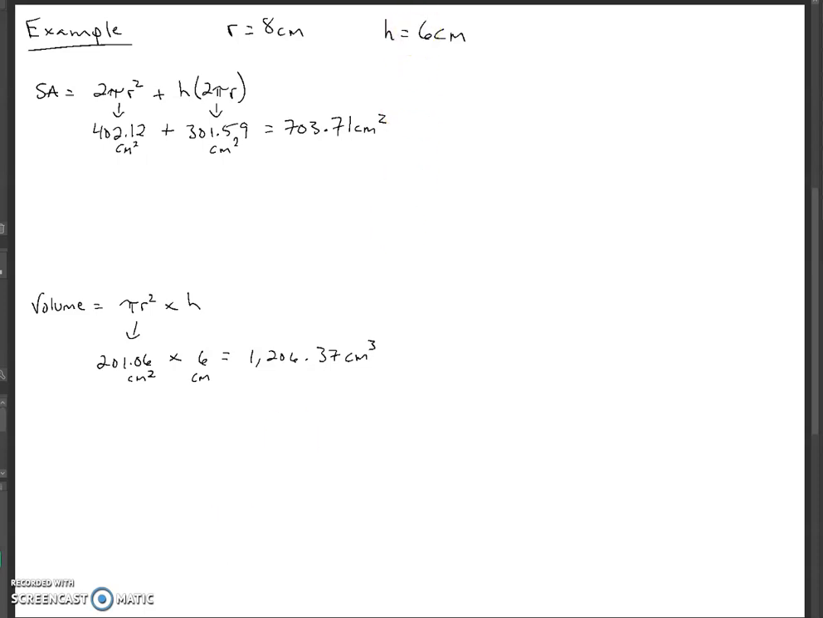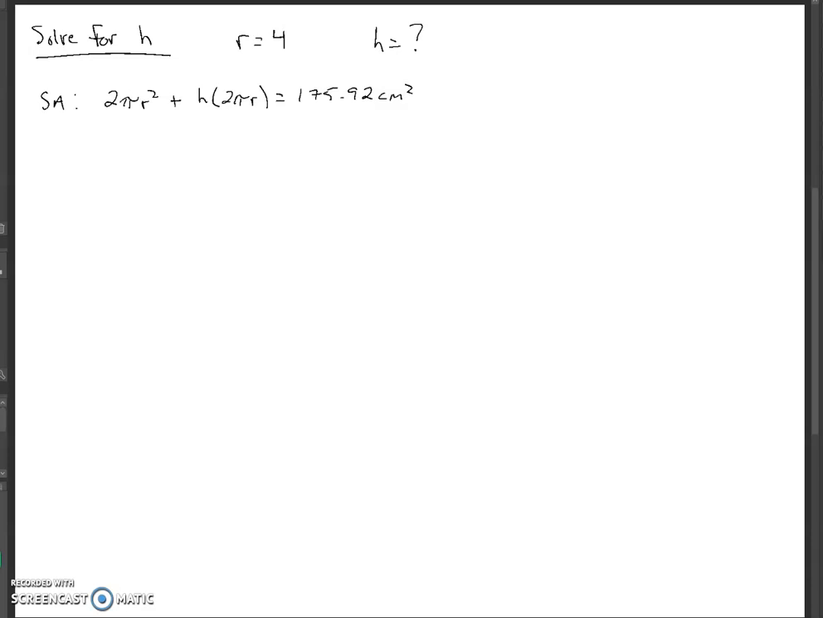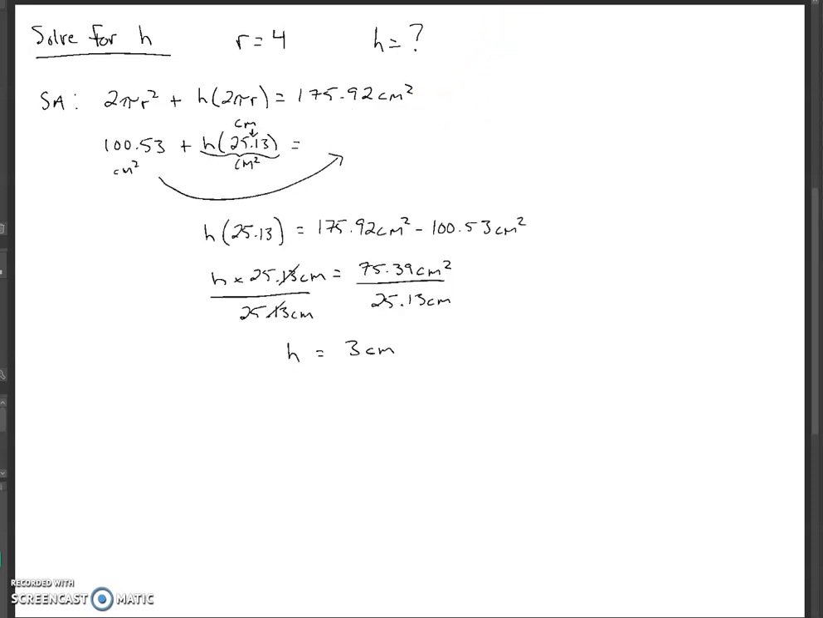On to the next. So if we want to solve for the height, the surface area, solve for height, so just pause the video here. R equals 4, height equals what? So solve for height using the surface area. I gave you the 175.92. We'll take a second, go through it. And here's the answer. So again, we just went through the same method, and the height ends up equal 3.